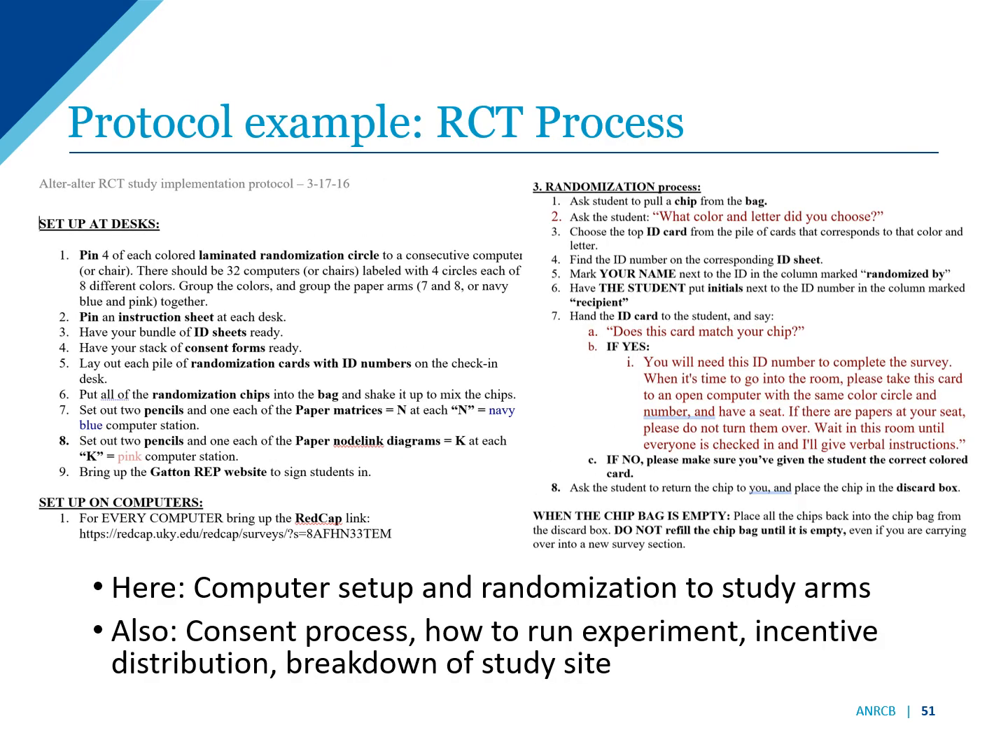Two more examples from this protocol are the instructions to set up the study at each desk in the laboratory and how to conduct the randomization process, which consisted of participants blindly pulling a colored chip from a bag that indicated their study group. Other parts of this protocol that are not shown are the consent process, how to run the experiment, how to distribute incentives, and breakdown of the study site at the end of each day.